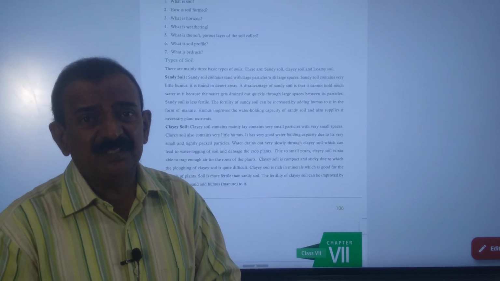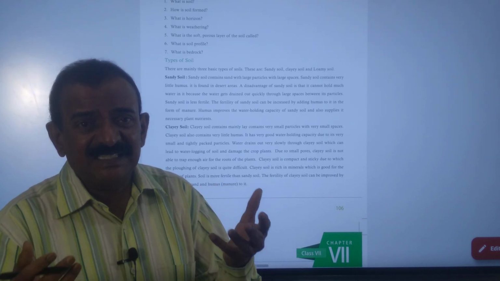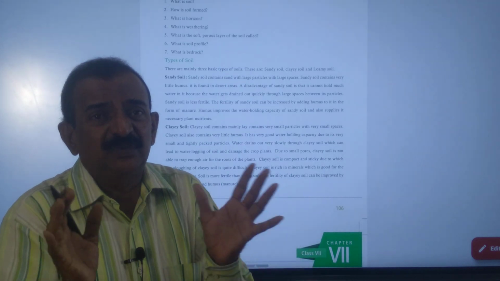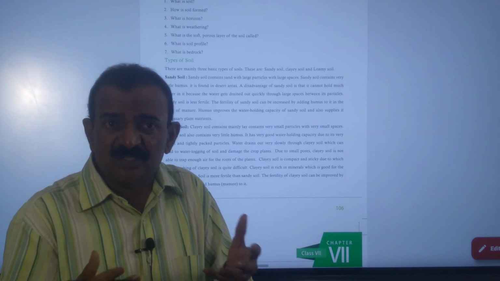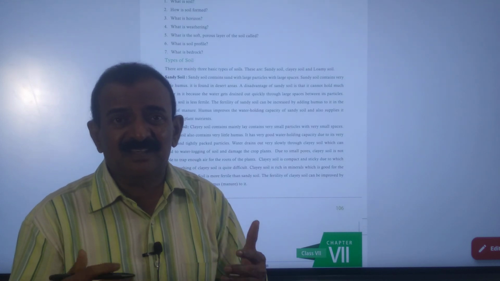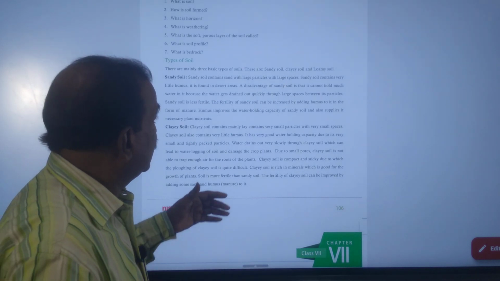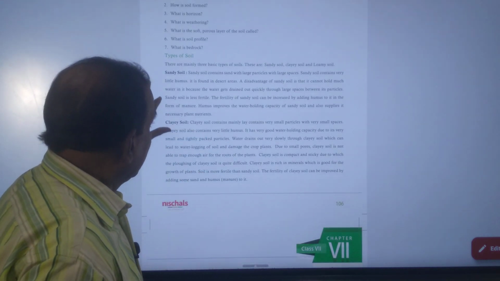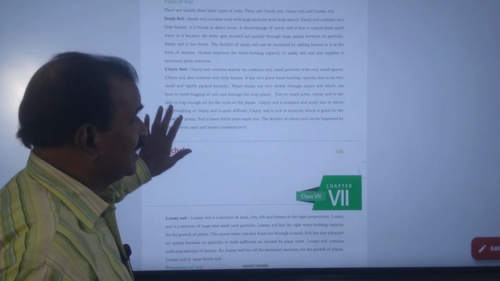Sandy soil has a little amount of humus and organic matter, and that is the reason sandy soils are not used for growing different types of crops. Sandy soils also do not give shelter to many living organisms. So that is about sandy soil, and the fertility is also less.